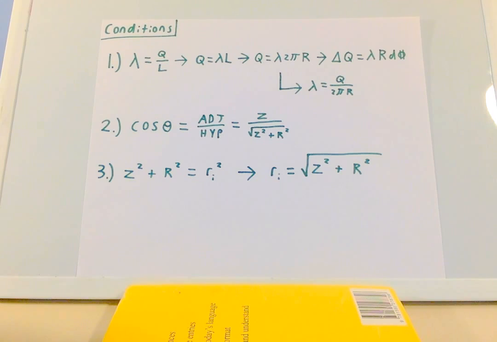Going up to number 2, using what we just did there, you need to recognize that the cosine of theta is equal to adjacent over hypotenuse, or in this case, z over Ri, which, the way we just found out, is z over the radical of z squared plus r squared.